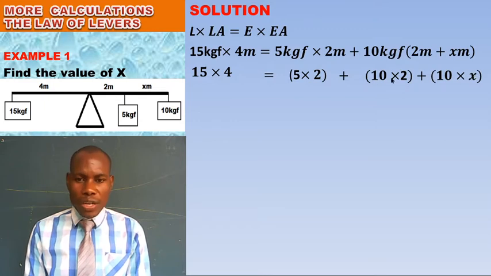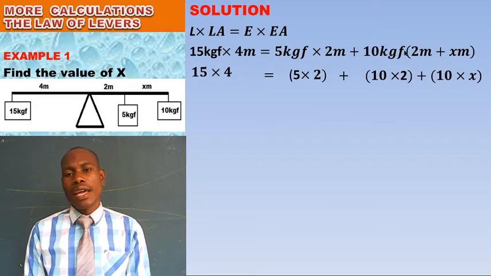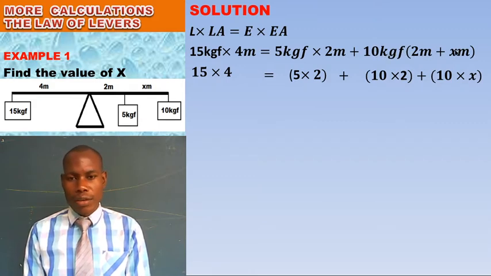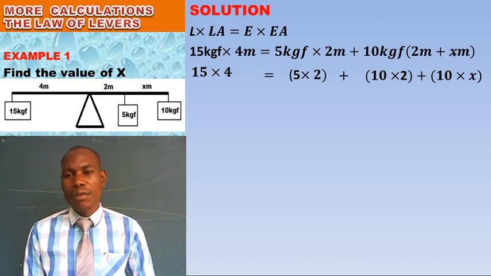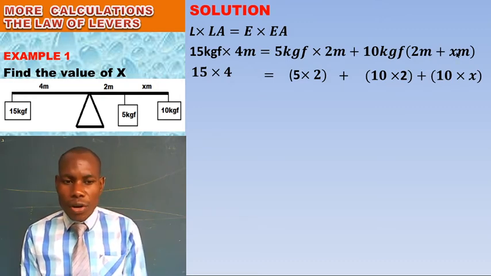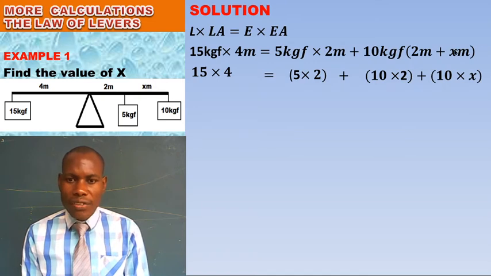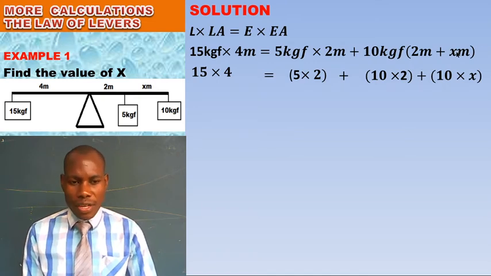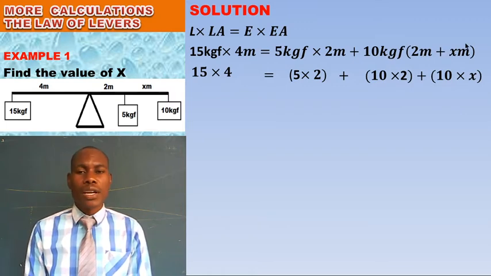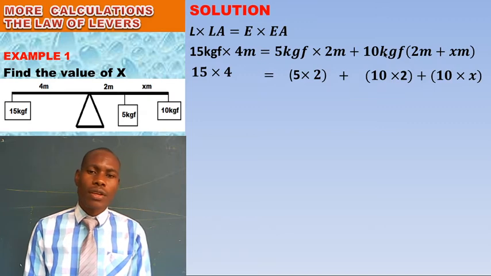How did we come to this step? We multiply 10 kilogram force by everything in the brackets. Why do we multiply it by everything in the brackets? Because this x is not known. If this x was known, for example, if it was like 3, we would first deal with the brackets, then we multiply what we have got with this 10. Are we together? So after that, what shall we have?